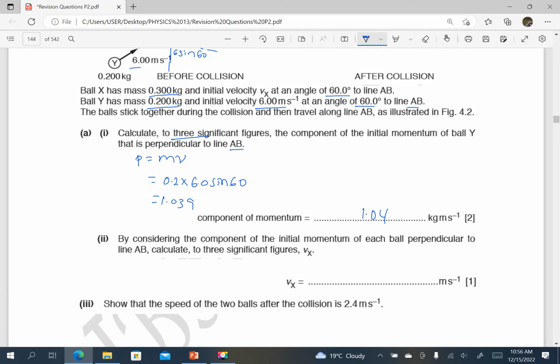By considering the component of the initial momentum of each ball perpendicular to line AB, calculate to 3 significant figures Vx. We are going to consider the initial momentum of each ball perpendicular to line AB. We have already seen it for ball Y. All we need is for ball X.